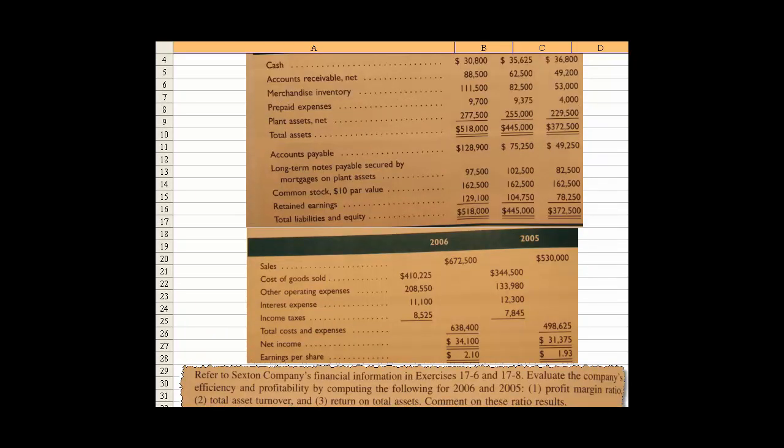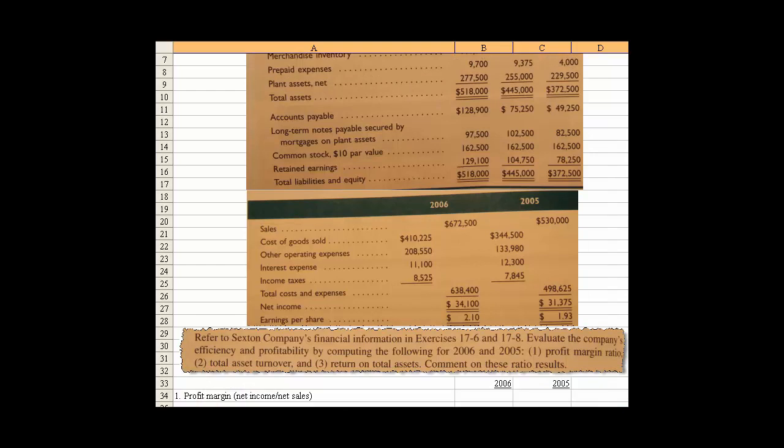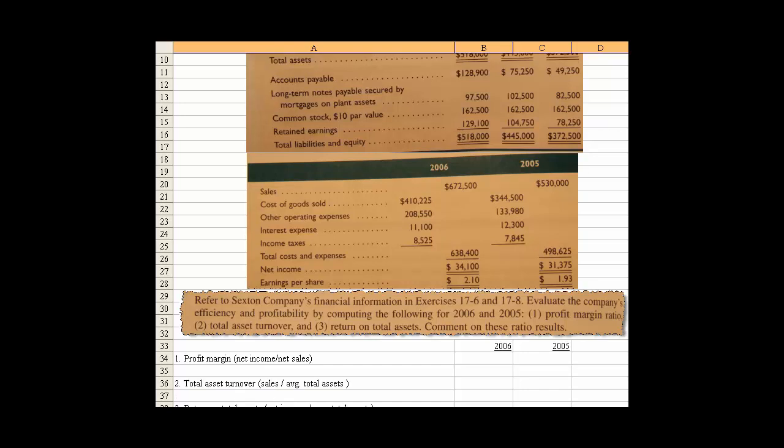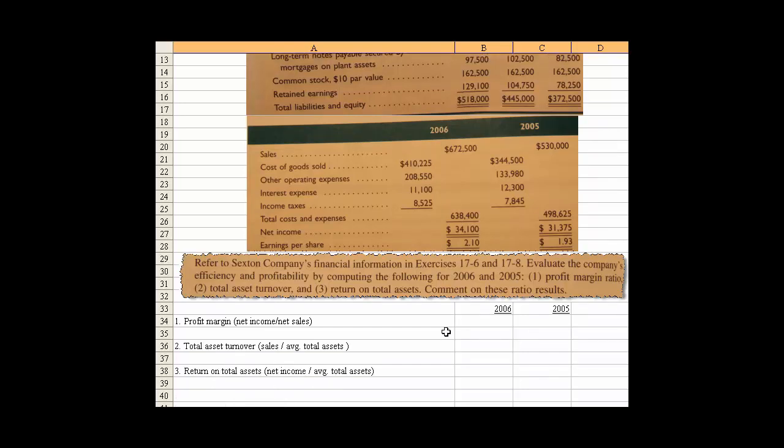Now, the problem appears at the bottom of your screen, and it says evaluate the company's efficiency and profitability by computing the following for 2006 and 2005: the profit margin ratio, the total asset turnover, and return on total assets, and then comment on these results. Okay, now I've staged the information below.